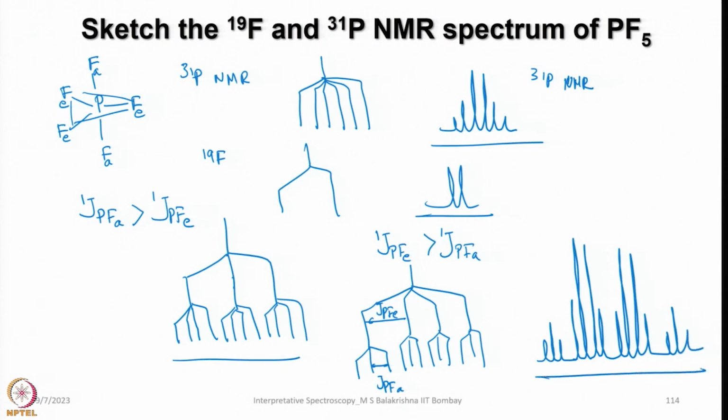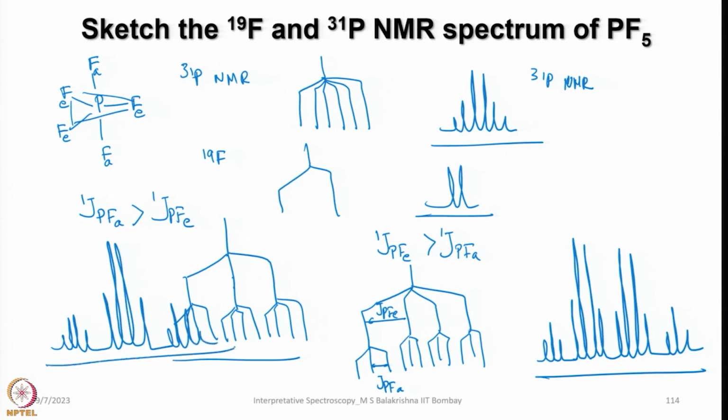something like this. So now by simply looking into the spectrum, we should be able to tell whether the magnitude of phosphorus to fluorine axial coupling is larger or phosphorus to fluorine equatorial is larger. So these two. This one will be something like this. This is a triplet. Something like this it shows. Of course, here the 1:3:3:1 is maintained, and overall the 1:2:1 is maintained. So this is how we can sketch an NMR spectrum by looking into the coupling tree. We call this a coupling tree.